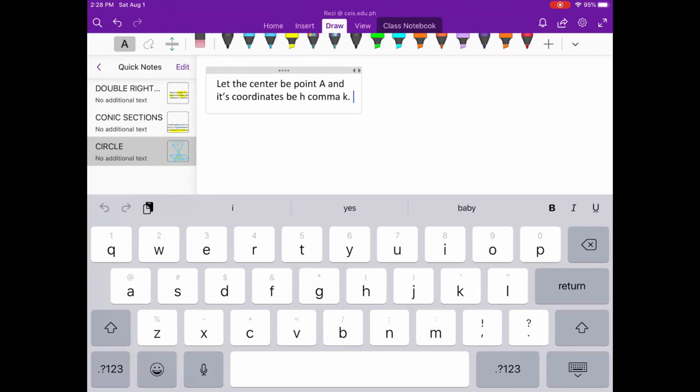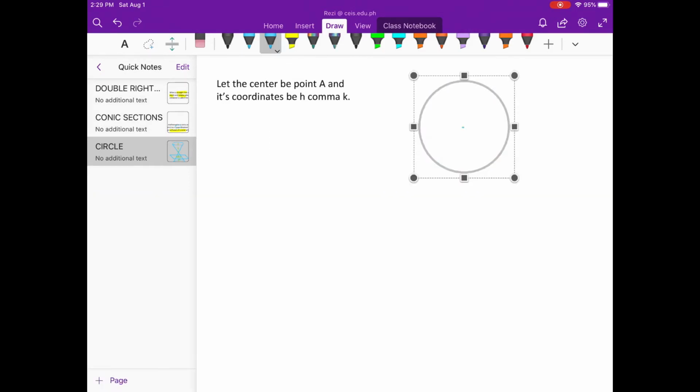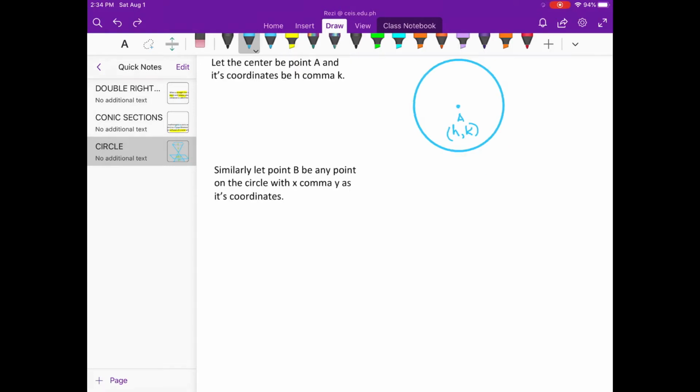So let's try to know more about the circle. Let the center be point A and its coordinates be h comma k. So let's try to draw. Let's name the center point A and the coordinates h comma k. Similarly, let point B be any point on the circle with x comma y as its coordinates. So where can you find point B? See, if point B is here, let's have the coordinates x and y.